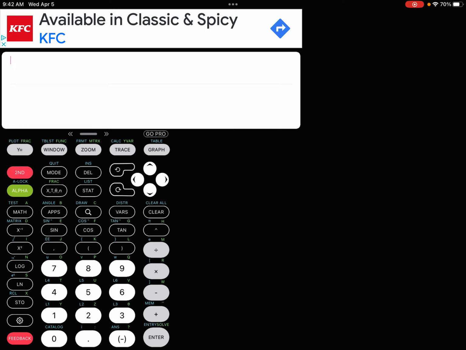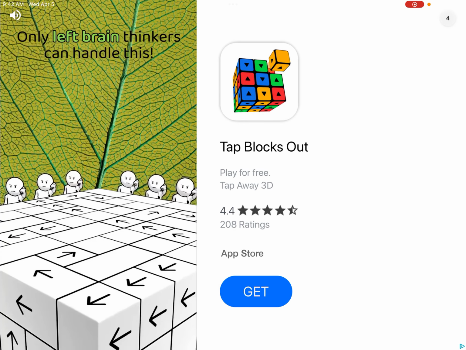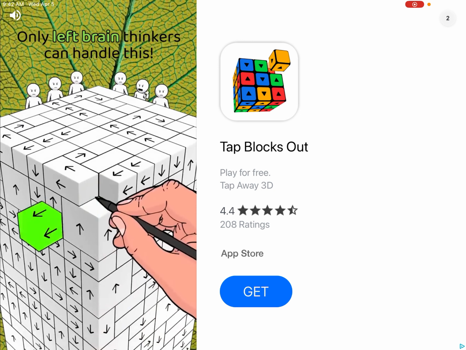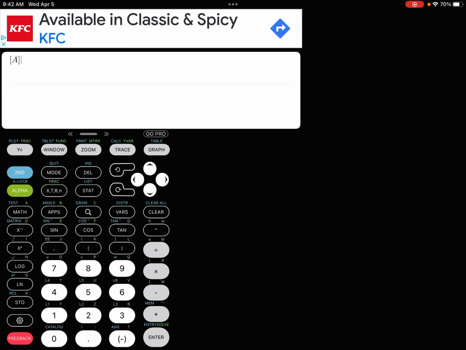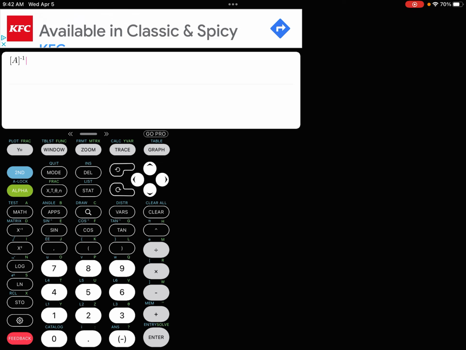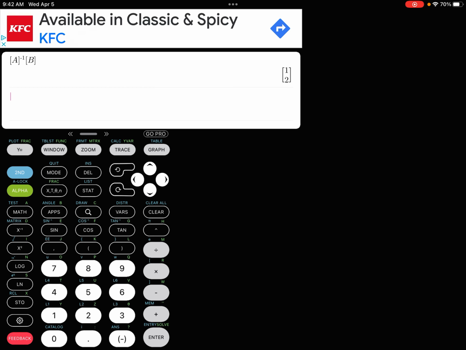I go second matrix, A. Here we go again. A inverse B. Okay, there it goes. And I hit enter, and look at that. I get (1, 2). See? So that's my solution. X equals 1, Y equals 2.